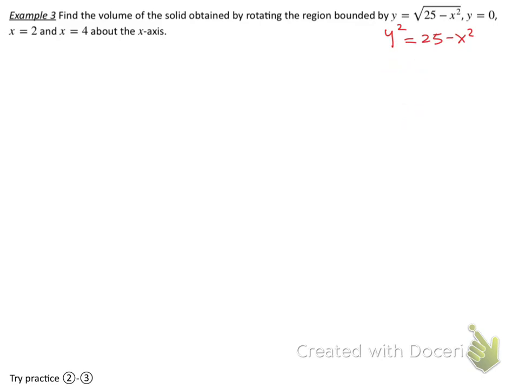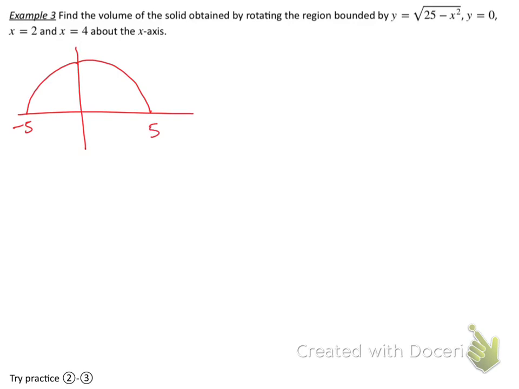Okay, so let me take this away. We have 5 and 5, negative 5 and positive 5. That's y equals square root of 25 minus x squared. Then we have 1, 2, 3, 4, 5. So it's between y equals 0, which is the x-axis, and then we have x equals 2 and x equals 4. So that's 2, that's 4. This is our region.